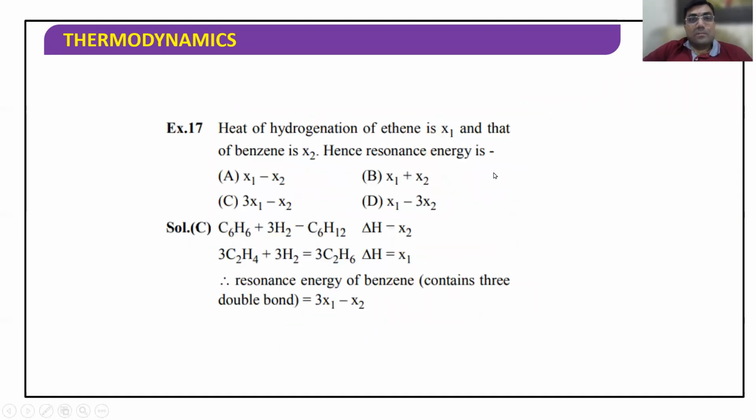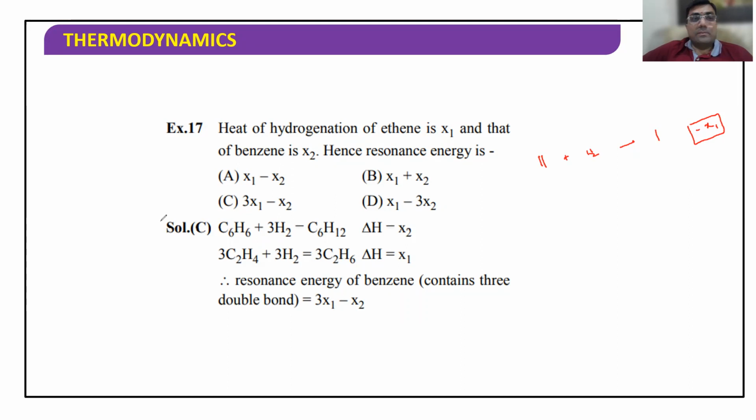Now one more question. The heat of hydrogenation of ethene is X1. Now listen carefully. Ethene, when you add hydrogen, you'll get ethane. This is given as X1. Because heat of hydrogenation is an exothermic process, it will be minus X1. Any doubt?